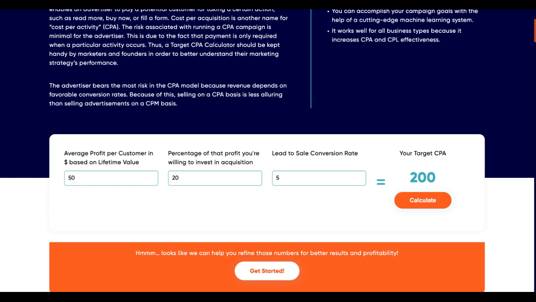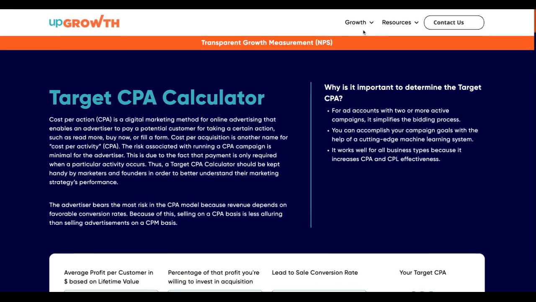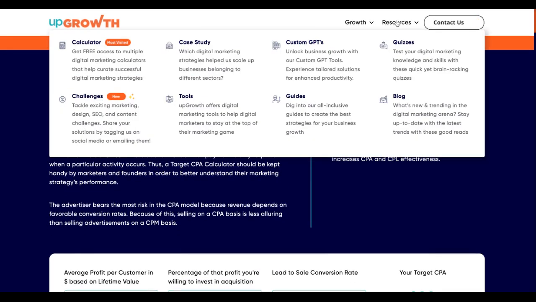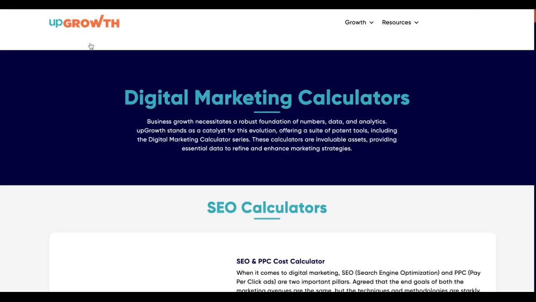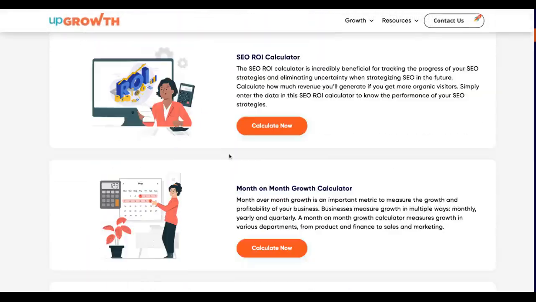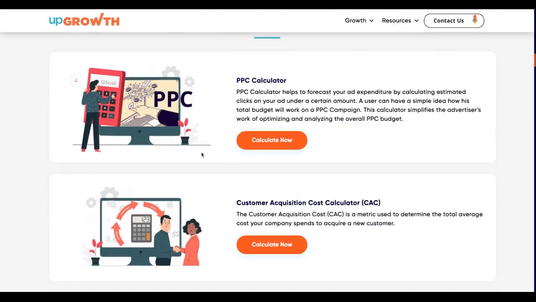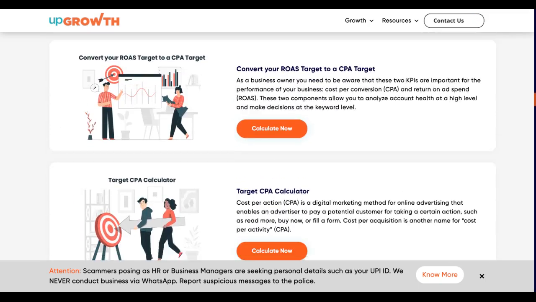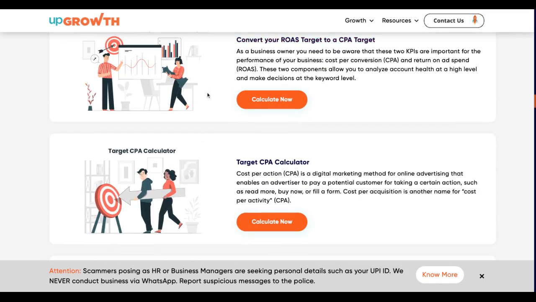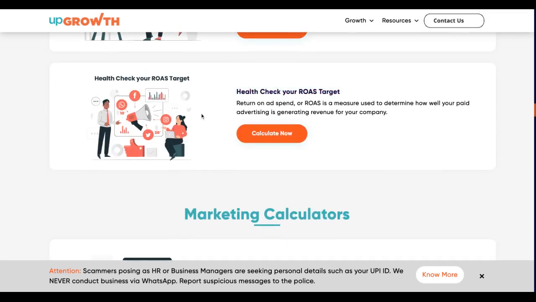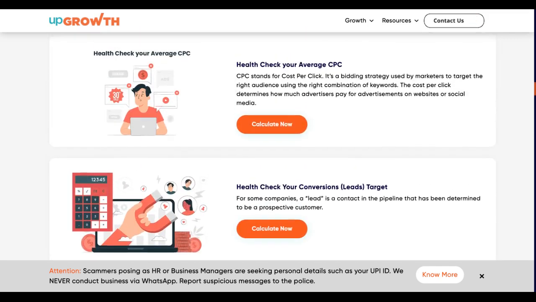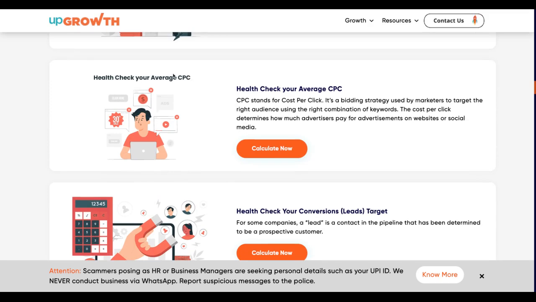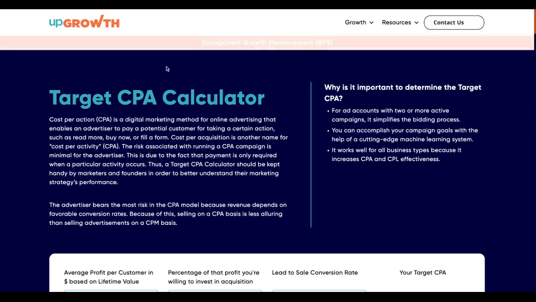So if you want to explore more such calculators on our website related to advertisement and marketing campaigns, you can go check out upgrow.in, go to the resources, and under resources you'll find calculators of different industries. We have SEO calculators, we have PPC calculators. Under PPC calculators, you can find more such related calculators: target CPA, convert your ROAS target to a CPA target, health check your ROAS target, and all other such metrics that you should continuously monitor for your ad campaigns in particular.